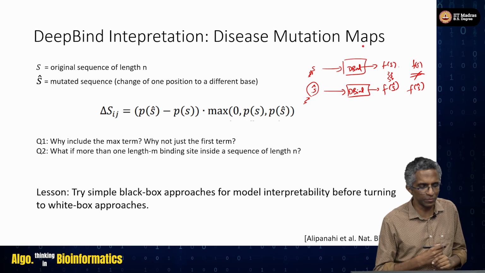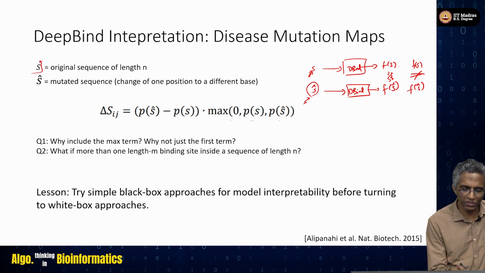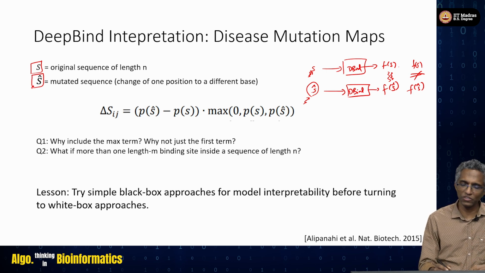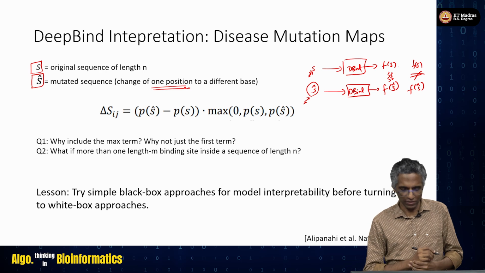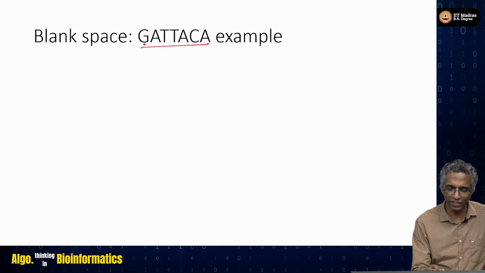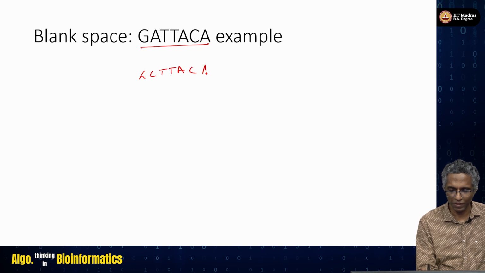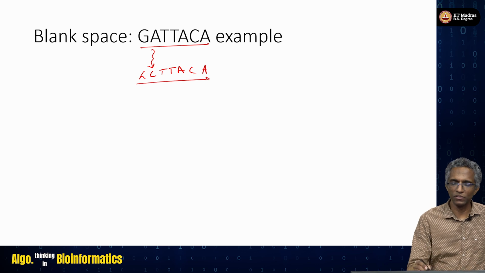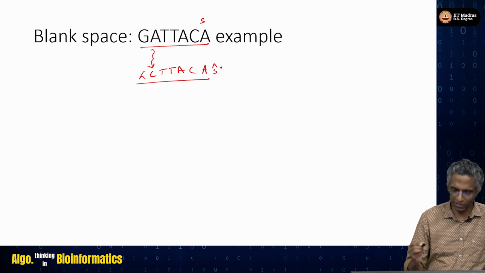Just to make it a little bit clearer, you have the original sequence S, and you have the mutated sequence S hat where some letters are changed, specifically only one position is changed to a different base. If you have an example here in the next slide, if you have GAATA, then maybe the second letter is changed to a C. Everything else remains the same. So, this is your S, this is your S hat.